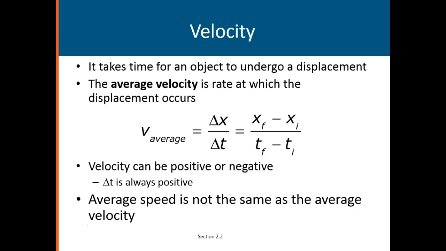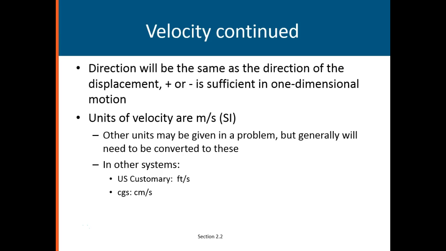Okay, everybody got it? All right, continue with velocity. Direction will be the same as the direction of displacement. If your change of direction is from a small number to a larger number, that could be positive. If it's from a larger number to a smaller number, that would be negative. So if the displacement is plus or minus, then your velocity is going to be the same sign, plus or minus. That's sufficient for one-dimensional motion. Later, when we get two-dimensional, we'll use vectors to represent that. Right now, we'll just use plus or minus.